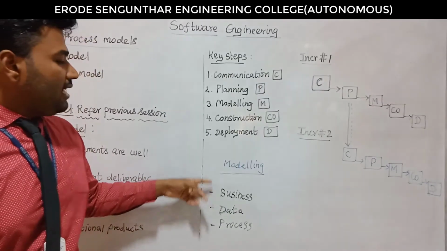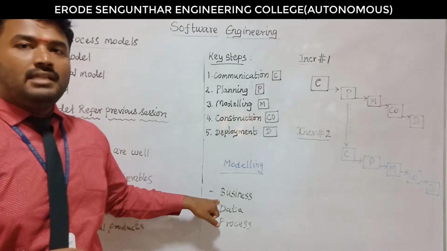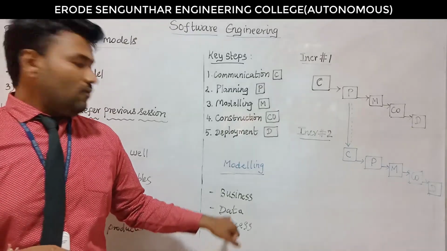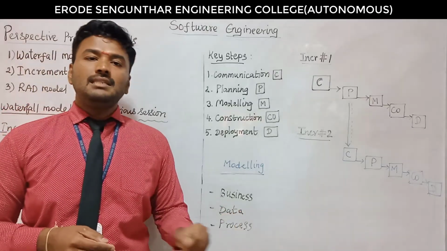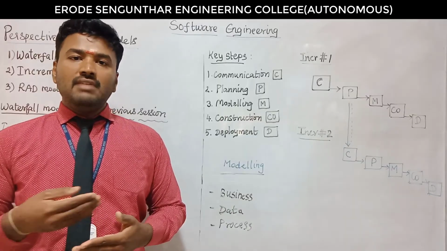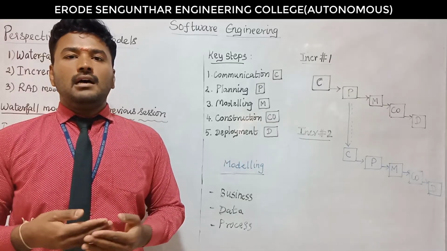So in this we are focusing on three different types of modeling. The first is the business model, the second one is the data model, and the third is the process model. So what is meant by business model? Business modeling mainly involves enterprise applications, that is, its deliverable is directly linked to the enterprise-oriented departments.